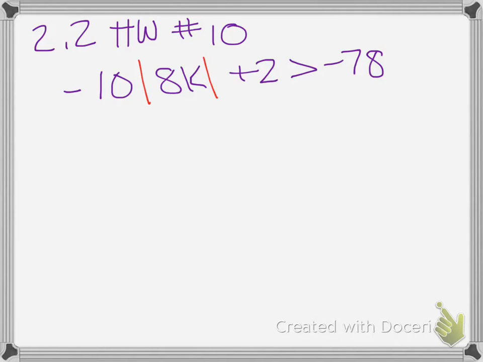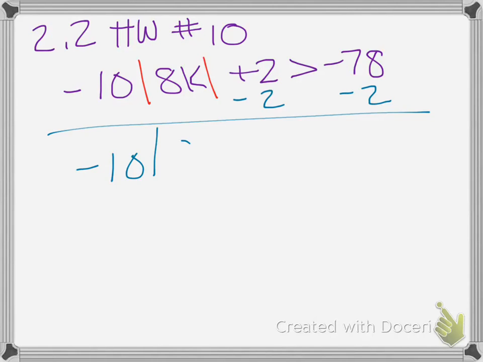And even then, I never change it. I always change what's on the other side. So the first thing I want to do is do my order of operations backwards. I want to look and say, okay, I am adding 2 to this side, so let's go ahead and subtract 2 from this side, both sides. So I end up with negative 10, absolute value of 8k is greater than negative 80.